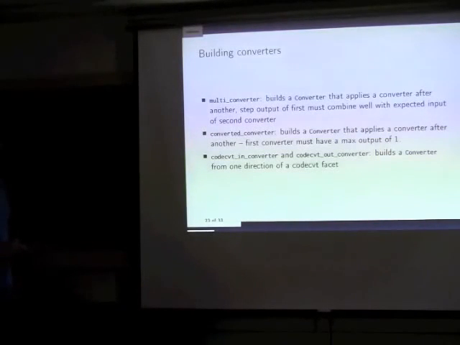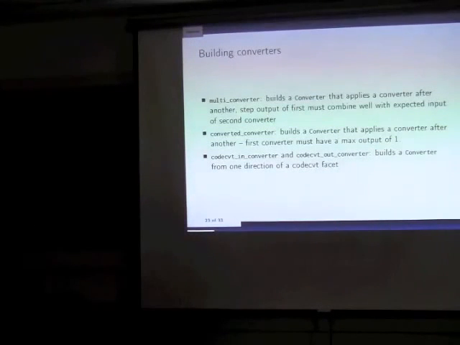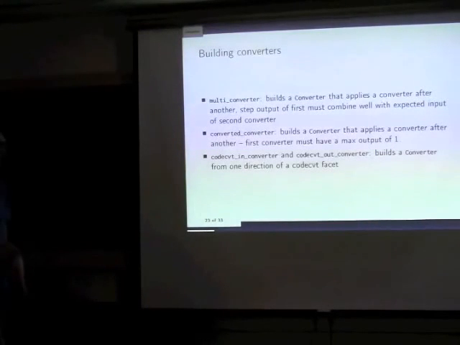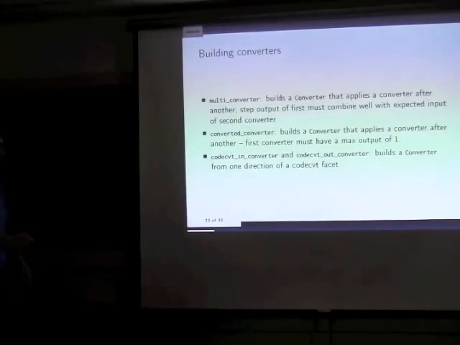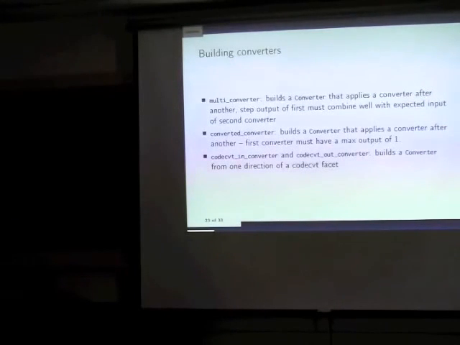So the steps must combine well, because the output of the one step is used as the input of the second step. The other one works the other way around, but it only works if the first converter has a max output of 1. I also have a way to define the converter concept, which I define using a code conversion facet, which is a standard facility. I use this when I want to generate converters from the locale subsystem.